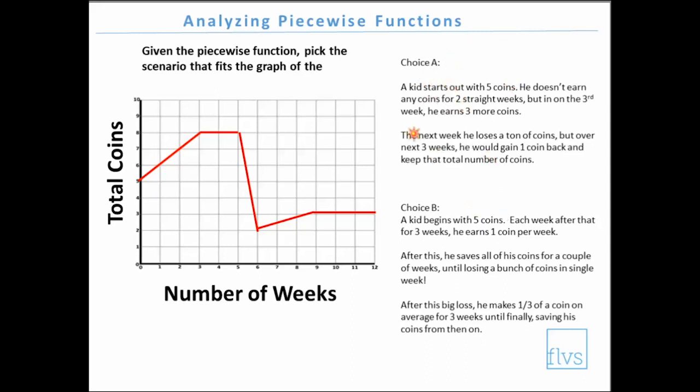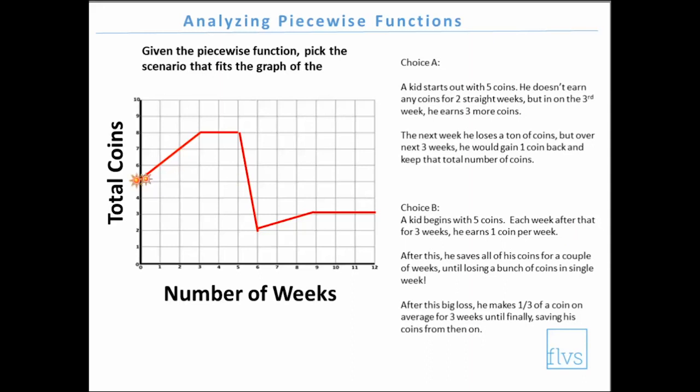you also might want to spend a little time, if you said the y part, then you were able to point out the things that weren't right. Both of them say they start out with 5 coins. And so at 0 weeks, he starts at 5 coins. He doesn't earn any coins for 2 straight weeks. Or in this week, he says each week after that, for 3 weeks, he earns 1 coin per week.